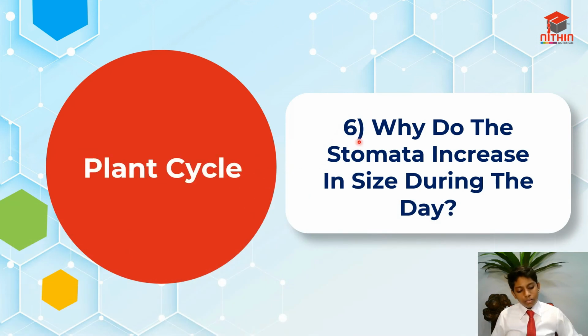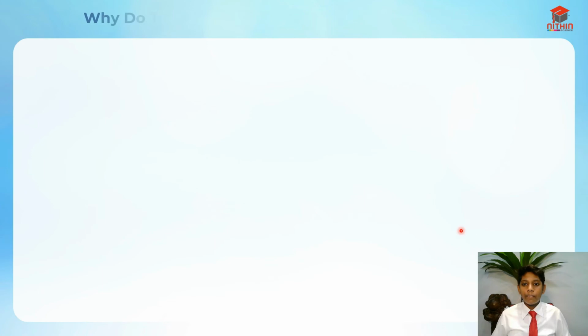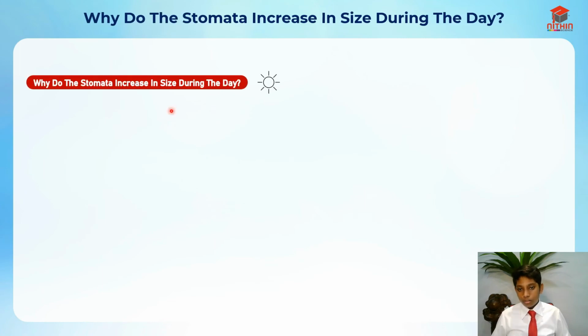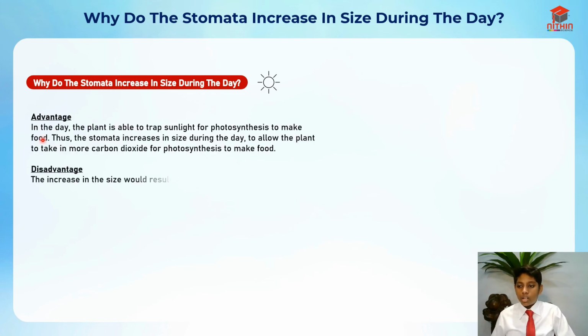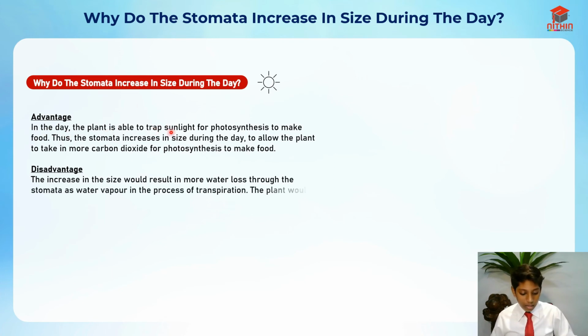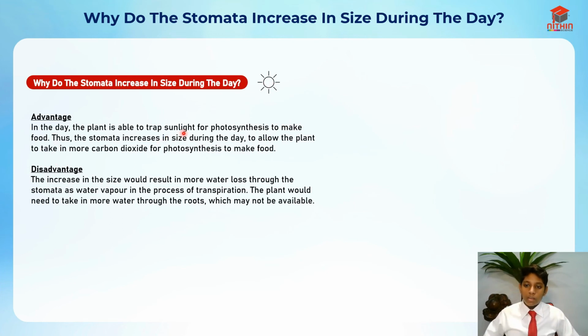Okay, for the sixth segment of this video, I'm going to go through a question. Why do the stomata increase in size during the day? Okay, so what is the answer? For the advantage, I'm going to talk about in the day, the plant is able to trap sunlight for photosynthesis to make food. Okay, so the plant is able to trap sunlight for photosynthesis to make food.